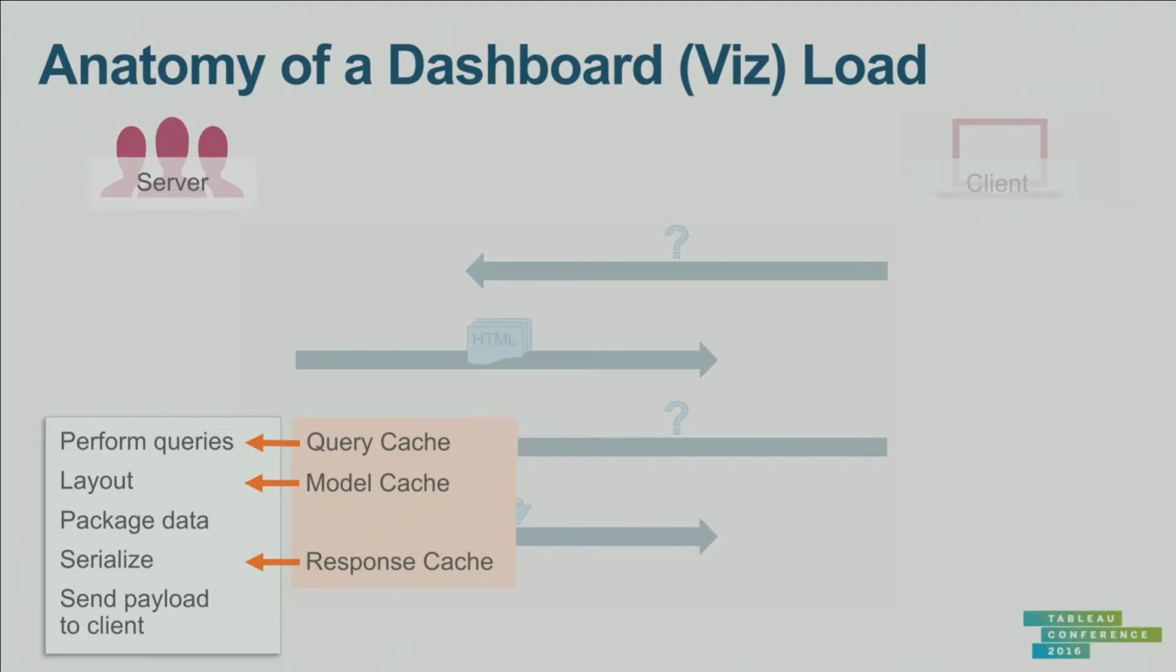Next layer up, we have our model cache. I mentioned that when we get the query results, we use that to build our visual model, which is basically the description of which marks we have and where they are laid out in 2D space. If you have the same visualization used in 2 workbooks or 2 dashboards, we may already have the visual model built, and we can reuse it. So now we don't need to issue the query, and we don't need to compute layout.